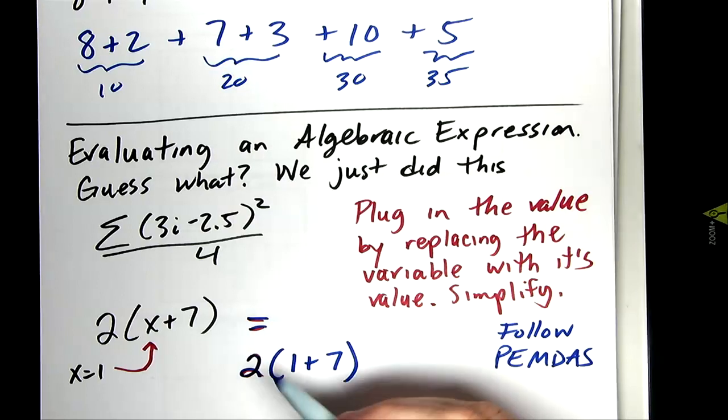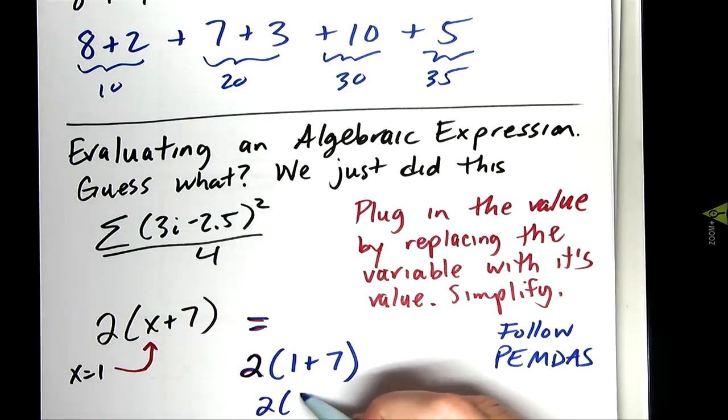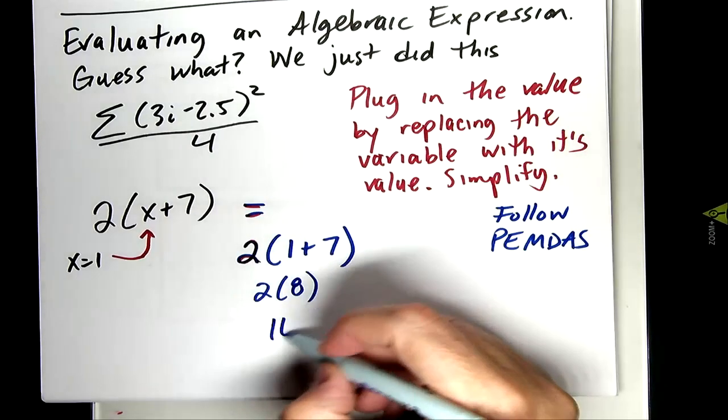I would do the 1 plus 7 here first, which is 8. And 2 times 8 is 16.